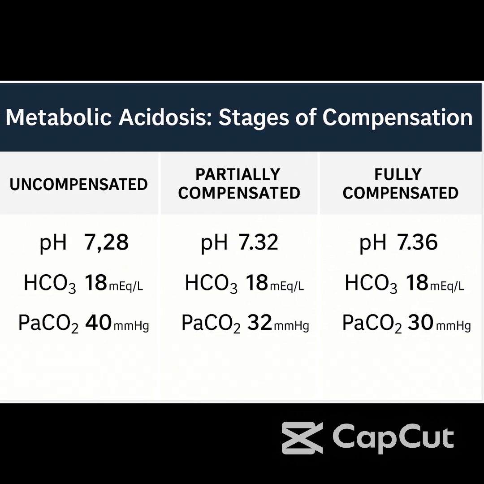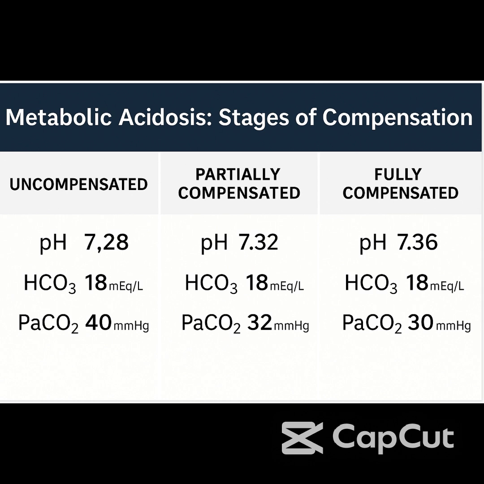Now let's look at how metabolic acidosis presents across different stages of compensation. In the uncompensated state, we see a low pH indicating acidosis and a low bicarbonate at 18. That's our primary problem. PaCO2 is still normal, so there's no sign that the lungs have started compensating yet.